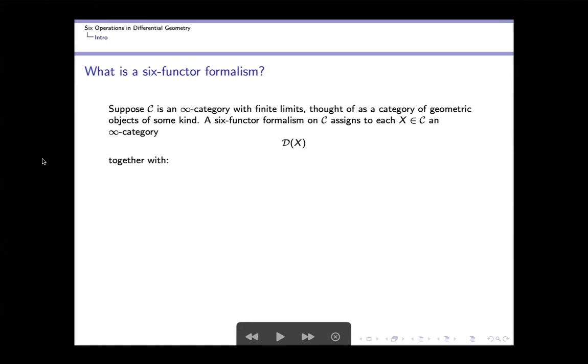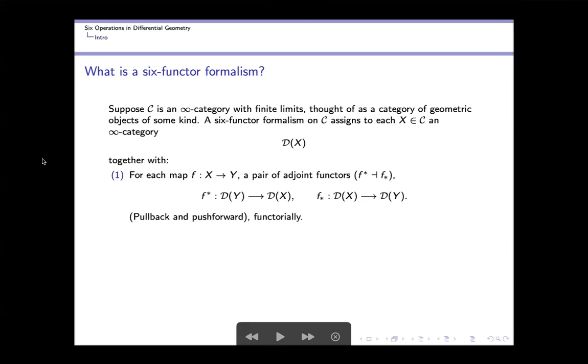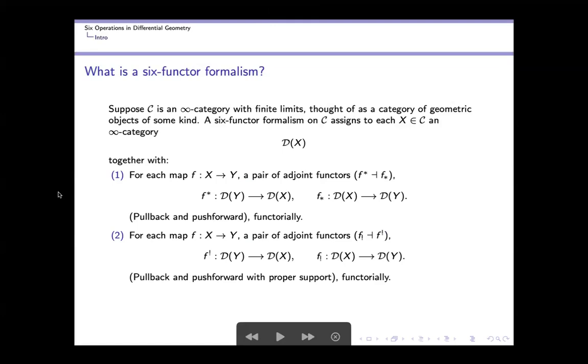For a map between objects in this category C, you have a pair of adjoint functors, f upper star and f lower star, which usually are just called pullback and push forward. Just think of maybe C as the category of topological spaces, and D of X as maybe sheaves of Z-modules or sheaves of spectra, and then you have the usual operations of pushing forward and pulling back sheaves. But also, if you're working with locally compact Hausdorff spaces, there are further operations that at least exist on the homological or infinity categorical level.